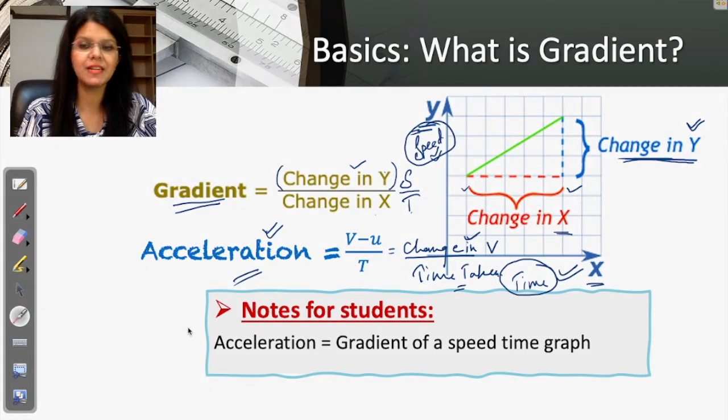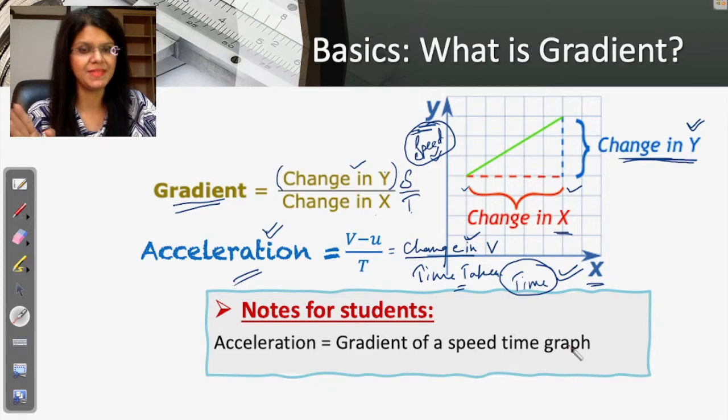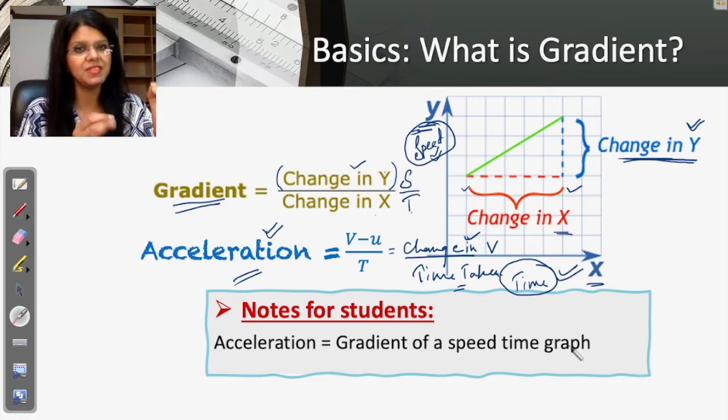So it's your notes time. Take out your pen and paper. Acceleration is the gradient of the speed time graph. If it is a distance time graph, the gradient gives the speed. If it is a speed time graph, the gradient gives the acceleration. Please do remember this very important point. I'll say it again. If it is a distance time graph, the gradient gives the speed. If it is a speed time graph, the gradient gives you the acceleration.